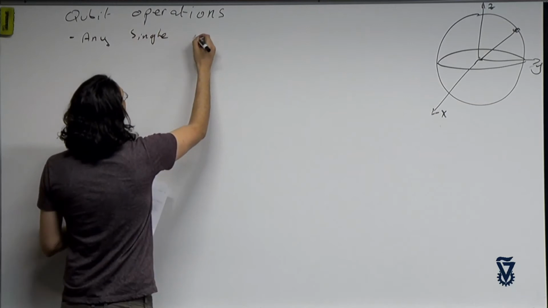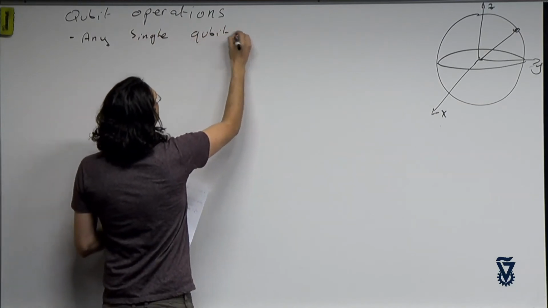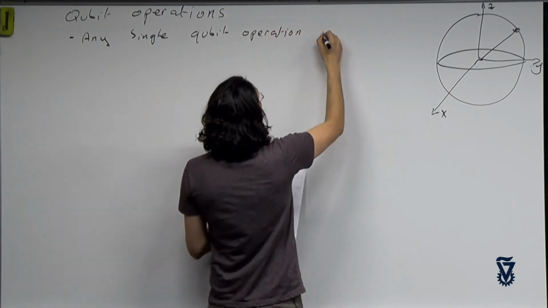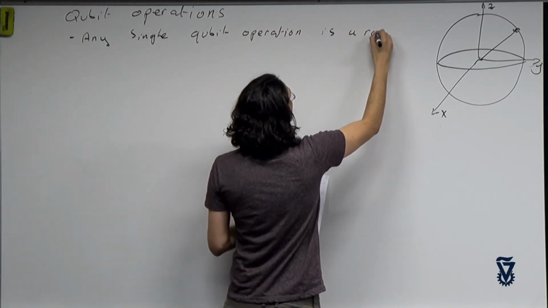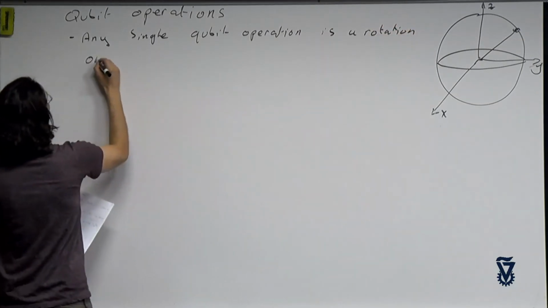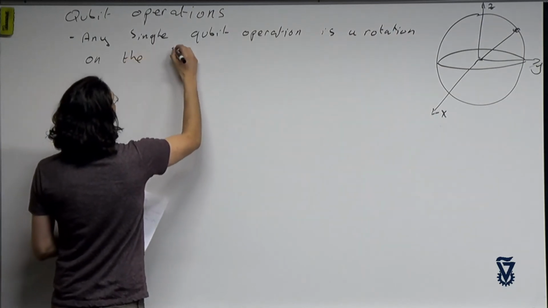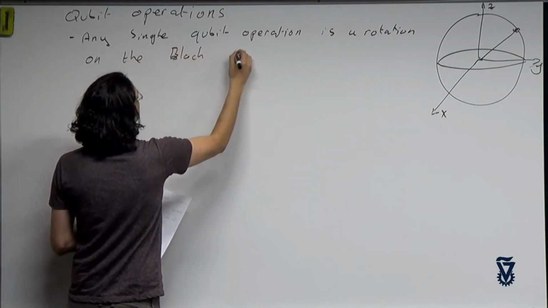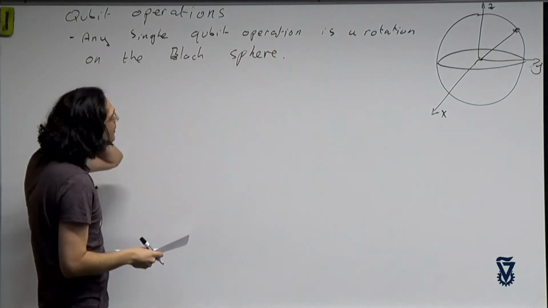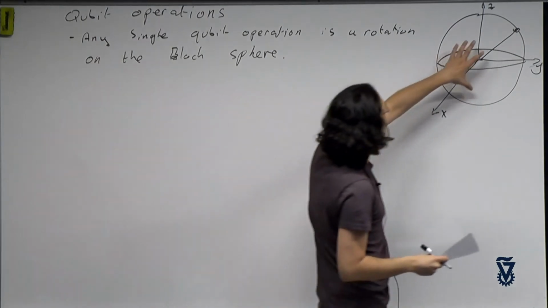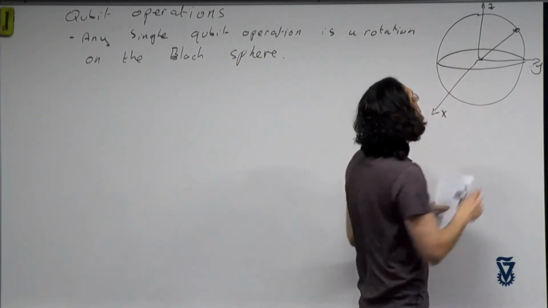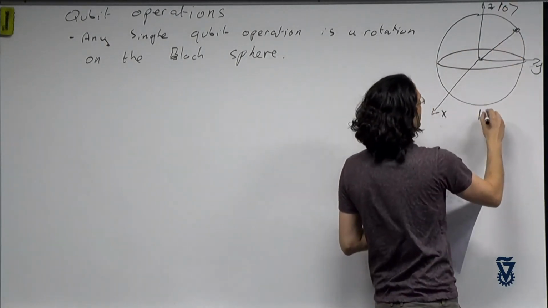Okay? So any single qubit operation is a rotation on the Bloch sphere. So you have, like, a rotation of 180 degrees. That's like a NOT operation. You go from zero to 1, for example.